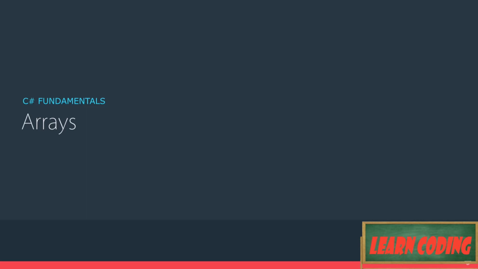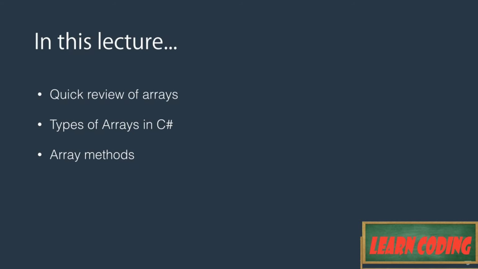Earlier in this course, we learned a little bit about arrays. In this lecture, we're going to take a deeper look at arrays. So first, I'm going to have a quick review of arrays. Then I'm going to talk about different types of arrays we have in C#. And finally, I'm going to introduce some useful methods to work with arrays.